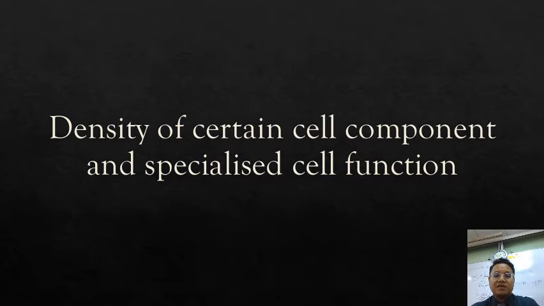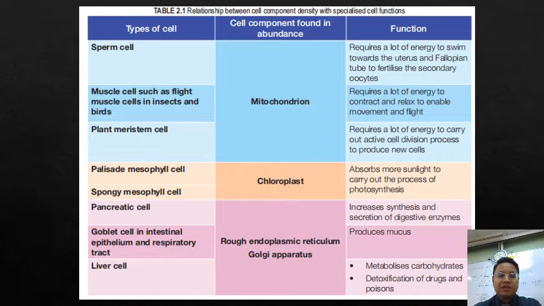Now, density of certain organ cell components and specialized cell function. This table shows the relationship between cell component density and specialized cell function. In this table we have three columns: type of cell, cell component found in abundance, maksudnya sel komponen yang boleh dijumpai pada kadar atau jumlah yang sangat banyak, and why they have an extra number of components, what functions we can relate to why they have an abundant number of cellular components.